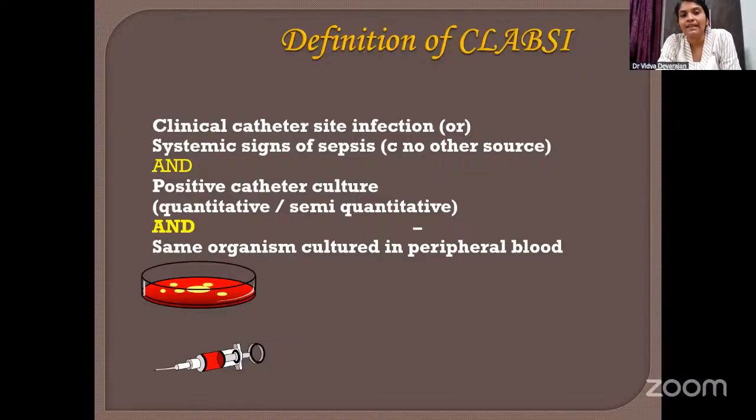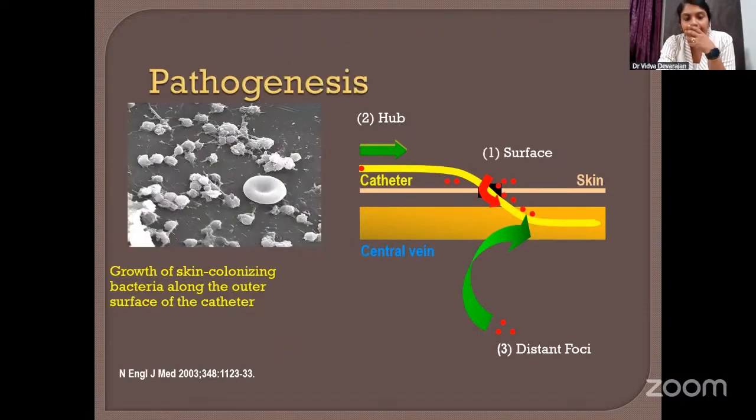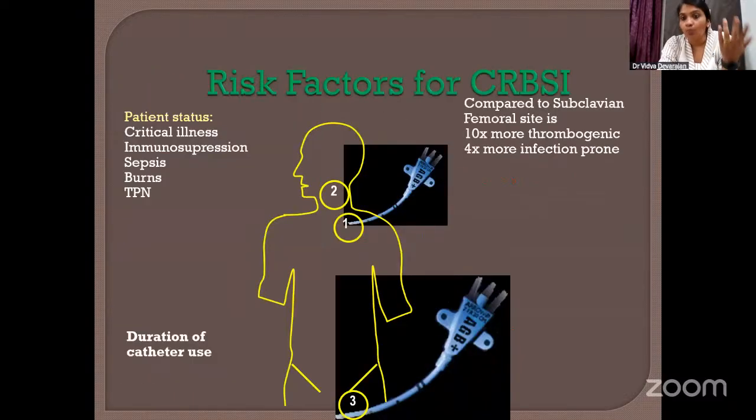So this patient had a CRBSI. That is clinical catheter site infection or systemic signs of sepsis with a positive catheter culture, which could be quantitative or semi-quantitative, with the same organism growing in peripheral blood. So pathogenesis in this, CRBSI can either come from the surface, from a distant site, or from the hub. That is why it's important to scrub the hub. So the cause of CRBSI can be many. One such cause definitely is Candida in this patient.